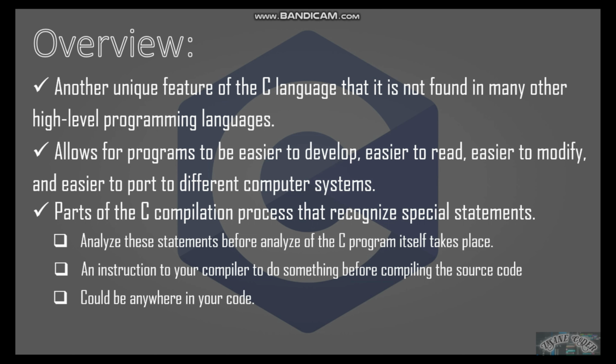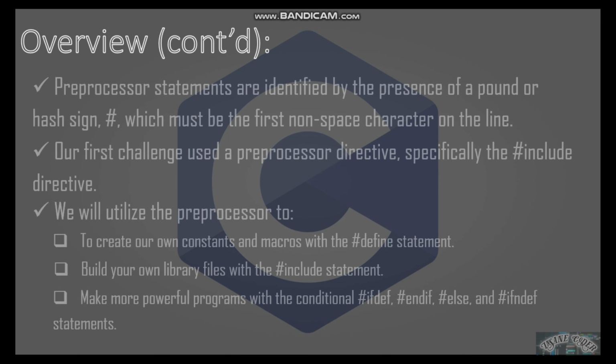And because you do this stuff before you compile, you can optimize things and you can make things a lot easier. Now, you'll often have these preprocessor commands at the very top of your source code, but they can be anywhere. They can be interspersed throughout your code. One of the big ones that we're going to talk about is the include.